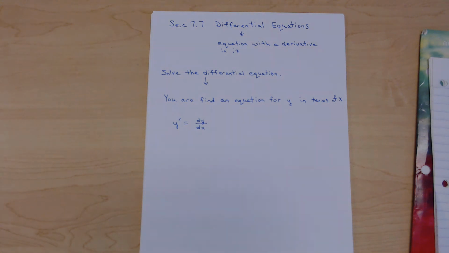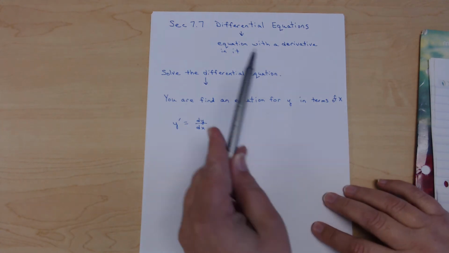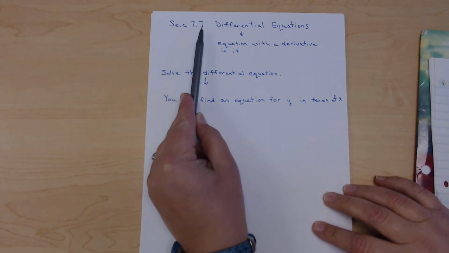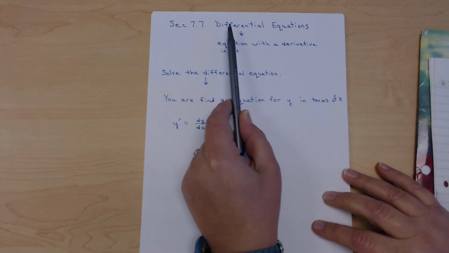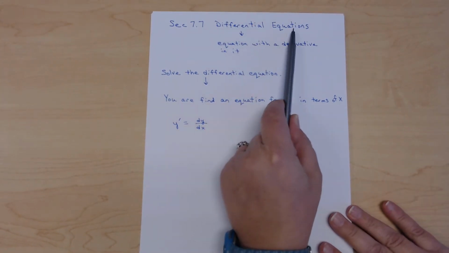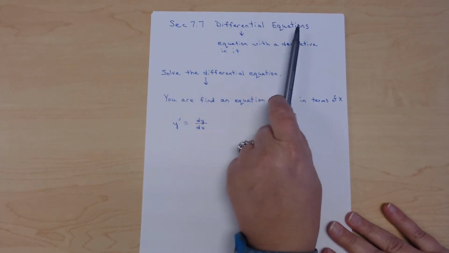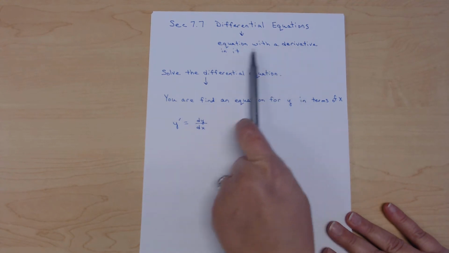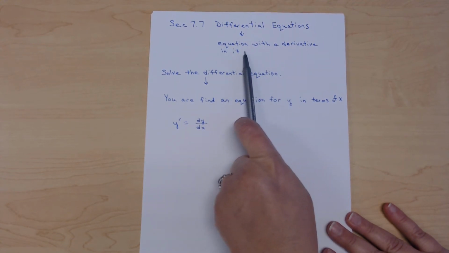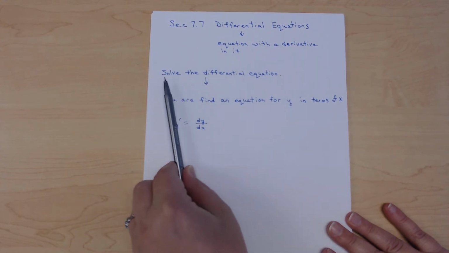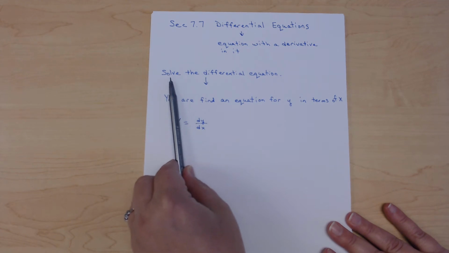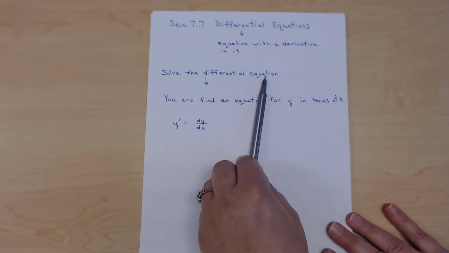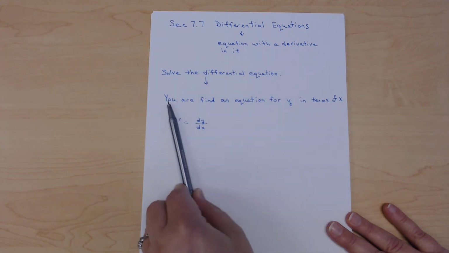All right, guys, today we've got the last section in chapter 7. So section 7.7, the title is called differential equations. Okay, what's a differential equation? It's just an equation that has a derivative in it. And what we're going to be doing is we're going to solve the differential equation. Okay, what does that mean?